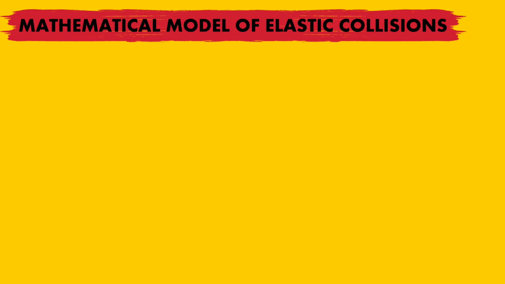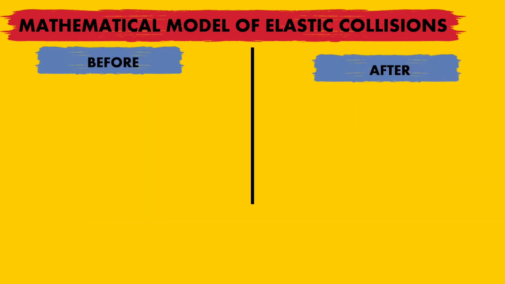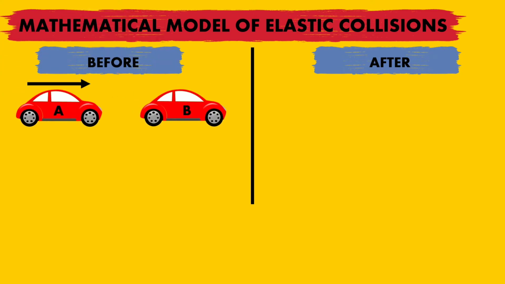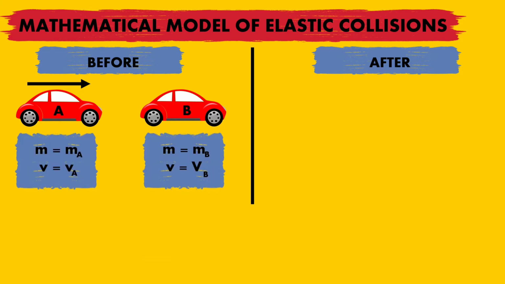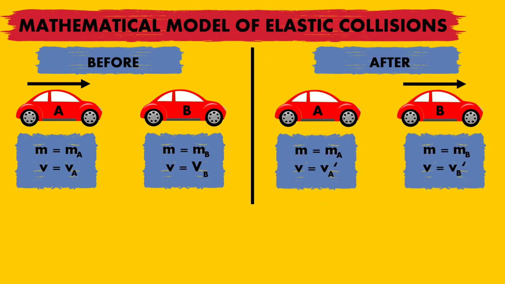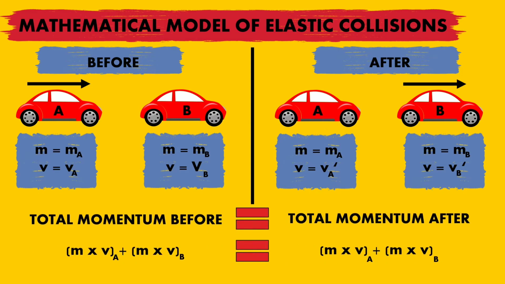The model consists of splitting the problem into the before and after. Then, the bodies in question are drawn, and the one moving has an arrow to indicate the direction of motion. Then, the respective value of mass and velocity for each body is written underneath each respective body. Take note that the mass does not change after collision, however, the velocity does change. Then, the conservation of momentum is written mathematically.